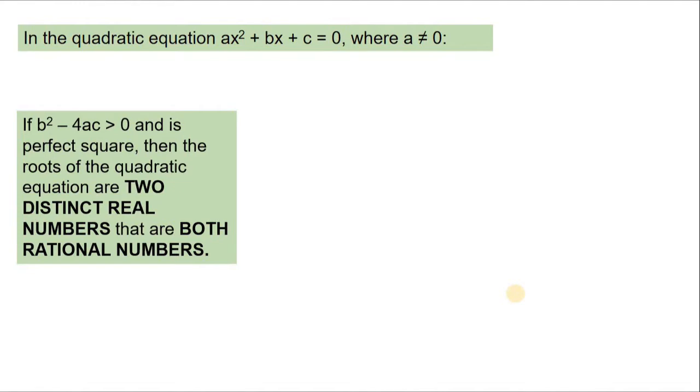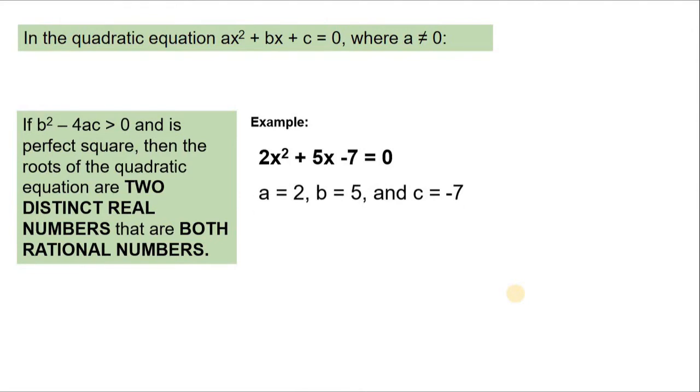So, here's an example. 2x squared plus 5x minus 7 equals 0. Our a is 2, our b is 5, our c is negative 7. So, substituting the value of each variable, I have b squared or 5 squared minus 4 times a, which is 2, times negative 7, which is our c. I have 25 plus 56. I have 81. So 81 is a perfect square and is greater than 0. Therefore, we have two distinct real numbers, two different numbers that are both rational numbers. So fractions. Okay, but before that, remember that a whole number can be expressed as a fraction. Okay? So let's solve.